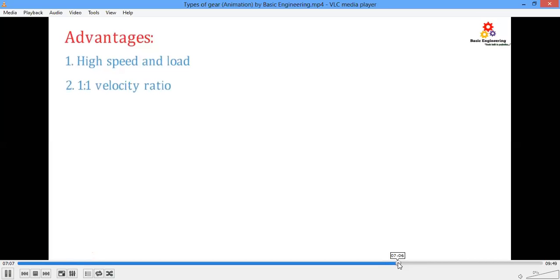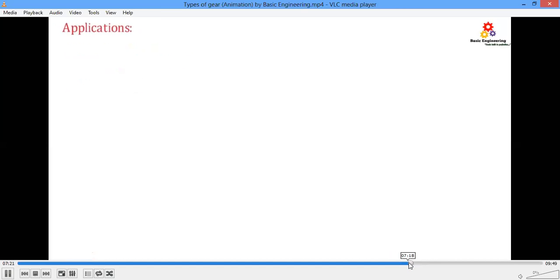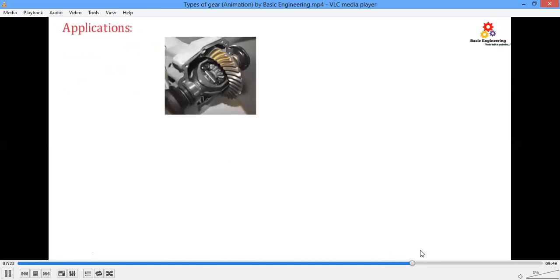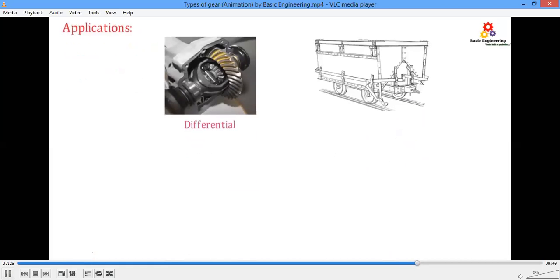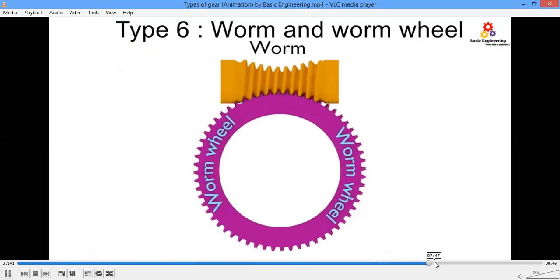High speeds and loads, velocity ratio is good. The design is complicated and requires more precision. So here you can see one of them, that's actually the place where we have two perpendicular shafts. In many material handling equipments and all these things, we use this.